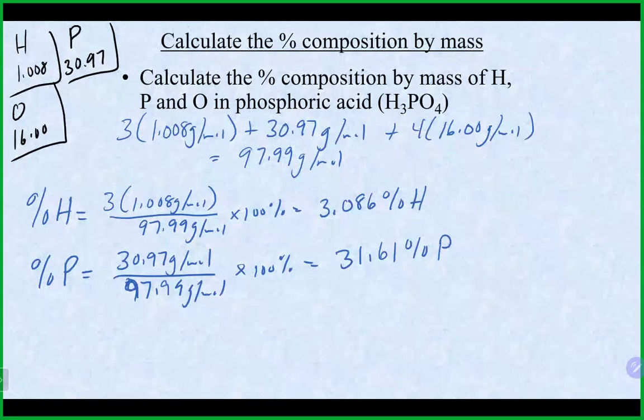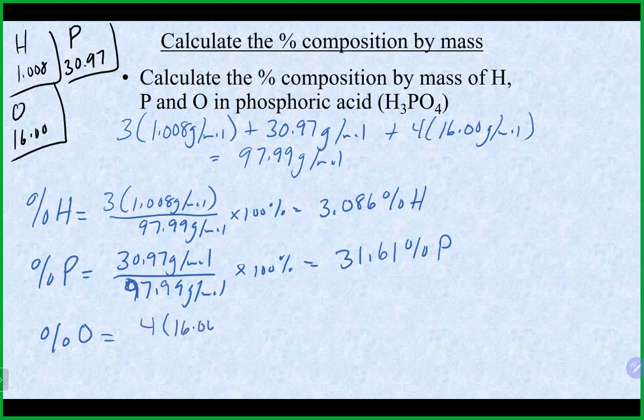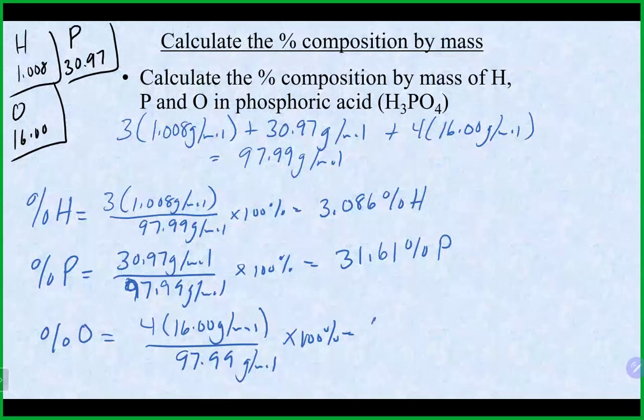At this point, you have 2 of the 3. You could add those together and subtract from 100, or you could just do the calculation for the last one, just like the others. 4 times 16 for the oxygen, divided by 97.99 times 100%. And that's going to get us 4 times 16 divided by 97.99, times it by 100.